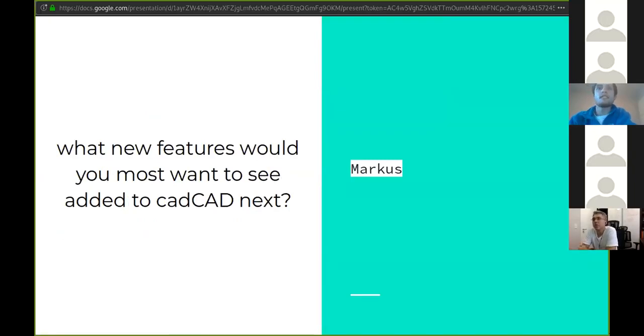So the question is, what are the new features I would most want to see added to cadCAD next? I'm particularly excited about things we've been working on. Joshua Jodeci, like I mentioned, the main developer in cadCAD, has been working on a version that will have native support for distributed computing. So we're talking about performance gains. That will help us a lot when designing and modeling really large simulations, something we have been struggling with.